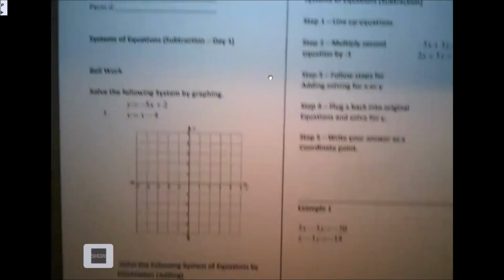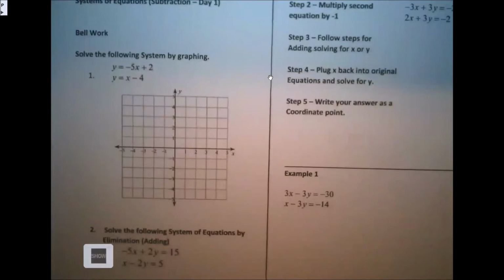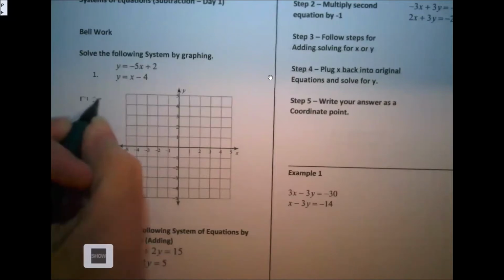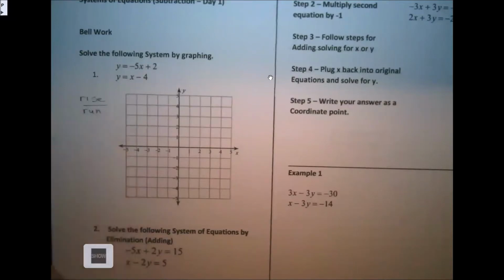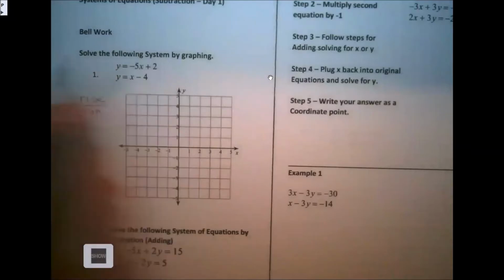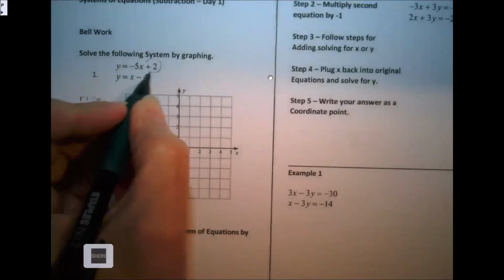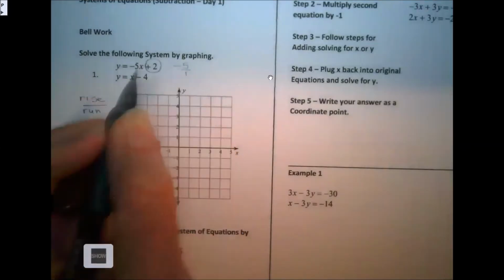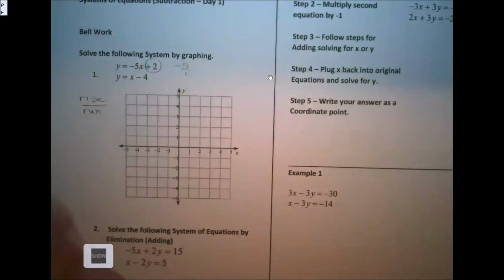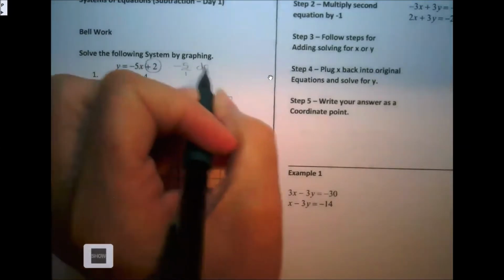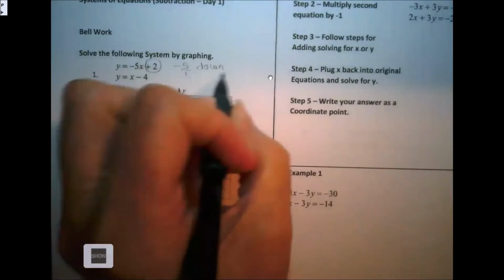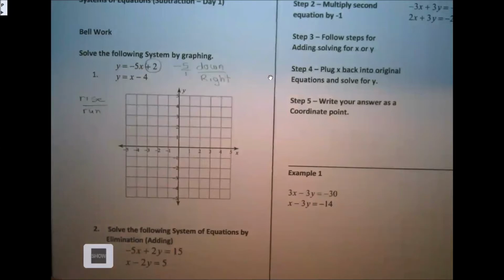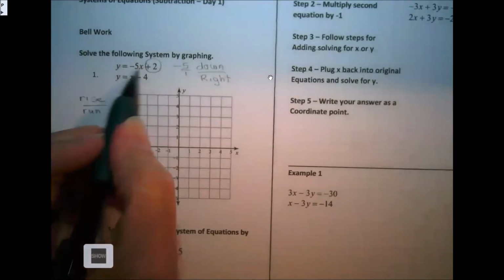So we're going to start with the first bell work. On this bell work, remember that it's rise over run. So on this first one, again, we know that our starting point is at a +2, and then my rise and run, it's 5 over 1. So if we wrote that out, it would be down 5 and right 1. So I'm going to start at -2. I'm sorry. I'm going to start at a +2.